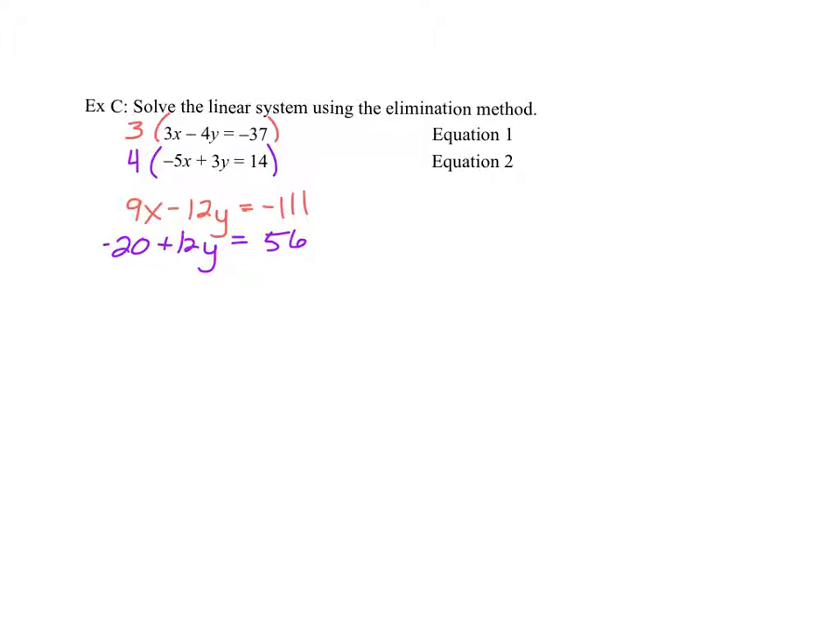Okay, so now I've got it set up that I can actually add them together and stuff's going to go away. So I add these together. The 12y's disappear, and I'm going to get negative 11. Oops, I forgot my x next to my 20 there. Sorry. There we go. So I get negative 11x equals negative 55. And now I just solve for x by dividing by negative 11. So x is 5.